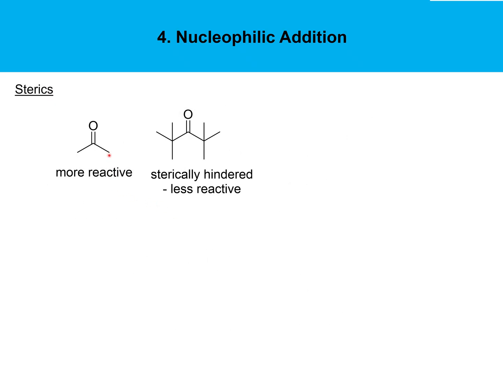Sterics around the carbonyl will also play a role in the reactivity. For example, here we have acetone and a substituted ketone with several methyl groups around the carbonyl. We have mentioned that alkyl groups are electron donating. They generally lower the reactivity of the carbonyl. Well, when you place them near the carbonyl, it makes it even less reactive, not only because of donating electron density, but also because of sterics. So these methyl groups will hinder an incoming nucleophile that wants to react with this carbonyl carbon.